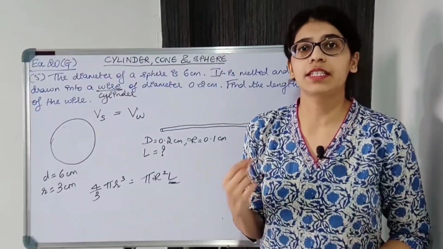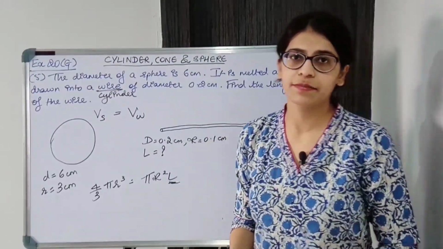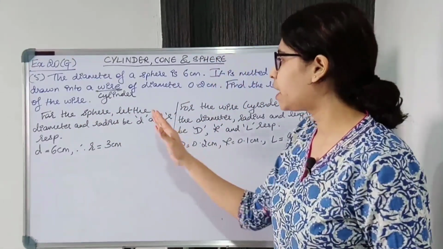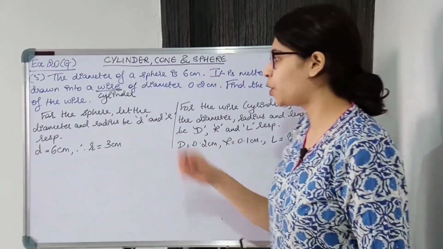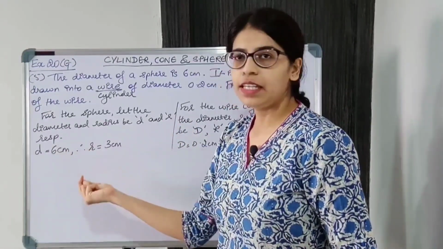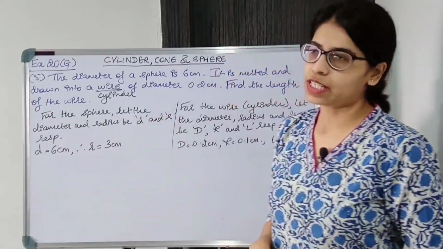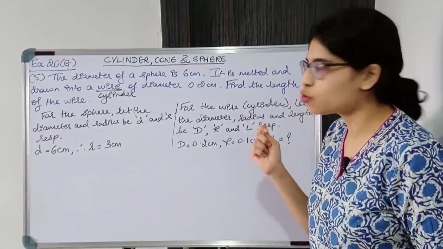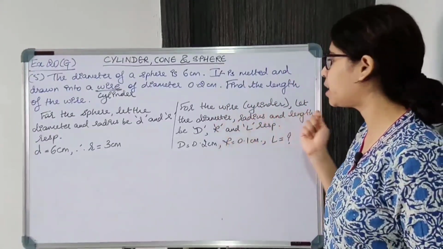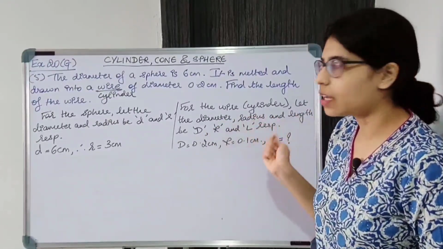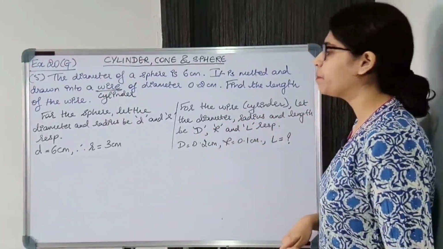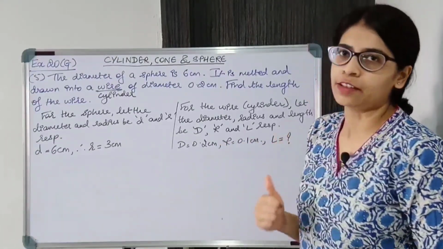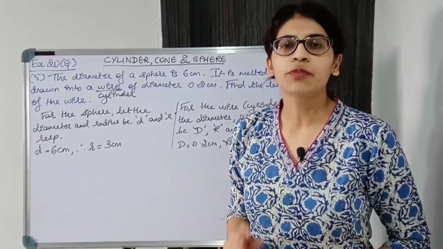Now the wire is cylindrical in shape, keep that in mind. Now I have written down the information for the sphere and the wire. For the wire we have taken small d and small r. You have to write down the statement. D is given, r will be 3 centimeters. Same thing for wire. For wire we know it is cylindrical in shape, so I have written down in brackets cylinder, the diameter, radius and length be capital D, capital R and capital L respectively. D is given to us, R मिल जाएगा easily. Now we have to find the length of the wire. We'll get that from the volumes.